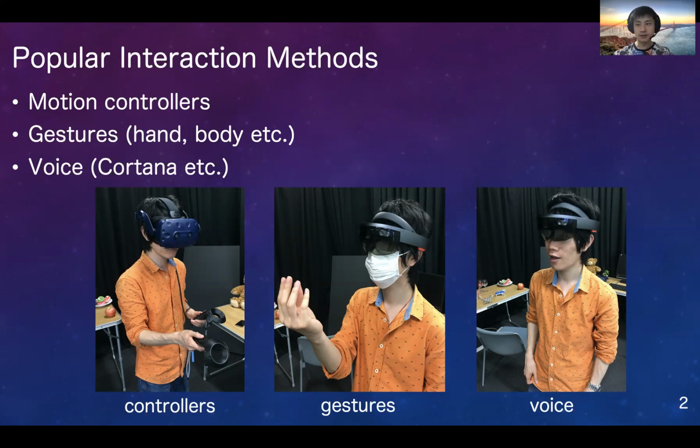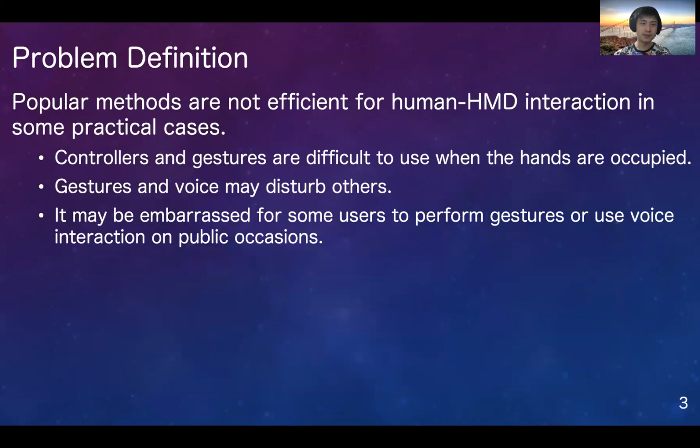Besides the controllers, gesture is also a famous interaction method. In this case, users have to learn and perform specific hand or body gestures to trigger different commands. Voice is also used for some HMDs. For example, the user can talk to the Microsoft HoloLens to launch specific applications or just to turn off the power. These popular methods are available, but for some practical use cases, they are not efficient enough, which is the main problem this work is targeting.